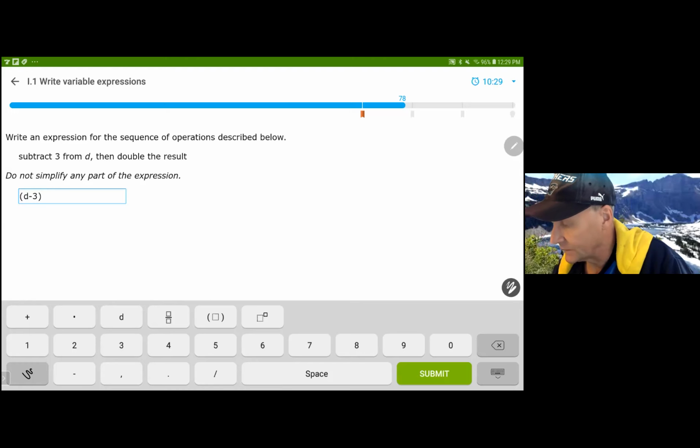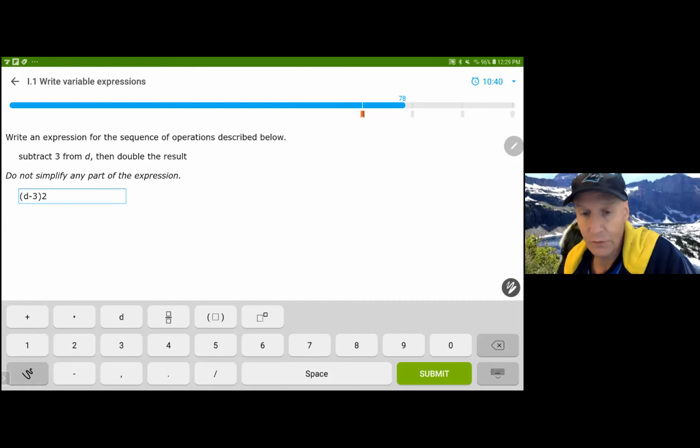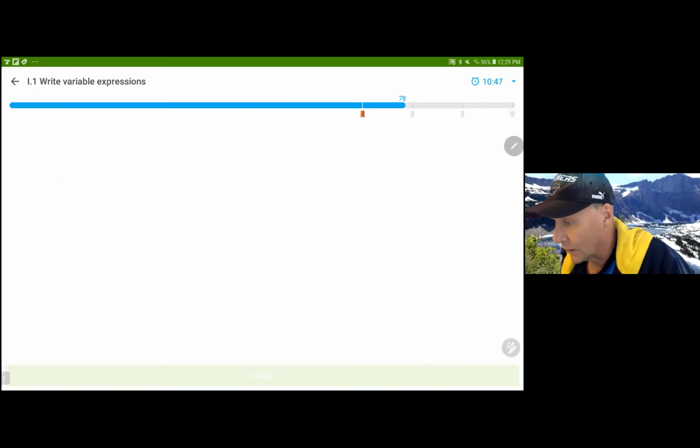Now, there's lots of ways of doing that. You can multiply by 2. Because the parentheses are there, it's assumed multiplication there. And to double the result, I could have also multiplied it in the other order, 2 times the quantity D minus 3. If the parentheses aren't there, it is wrong.